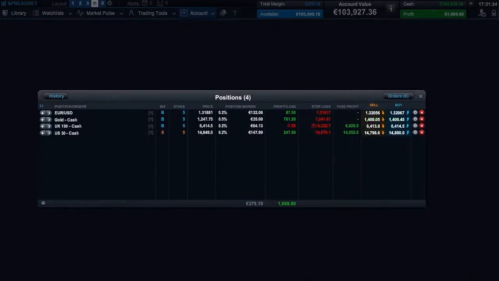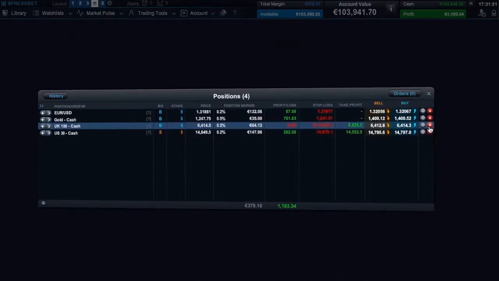Once your trade is live, you can see it updating in real time in your account window. Trades are listed by product name, showing the direction of the trade, the stake, and your real-time profit or loss. You can also edit and add stop loss or take profit orders here, and close out of the position quickly, right here.